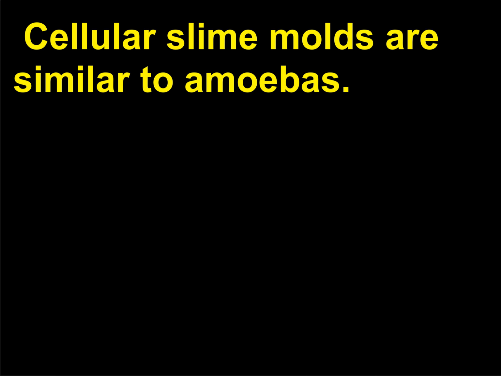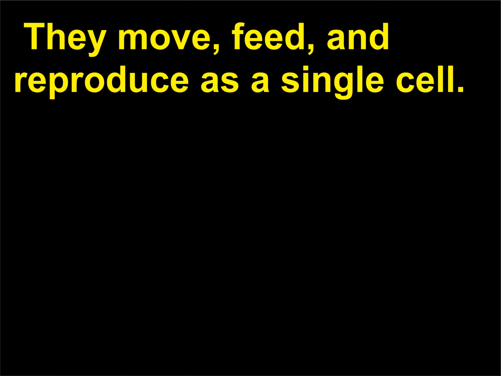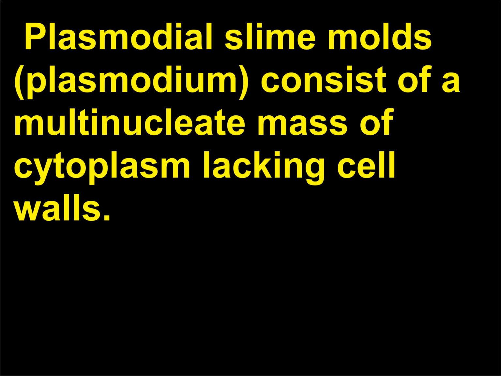Cellular slime molds are similar to amoebas. They move, feed, and reproduce as a single cell. Plasmodial slime molds, plasmodium, consist of a multinucleate mass of cytoplasm lacking cell walls.